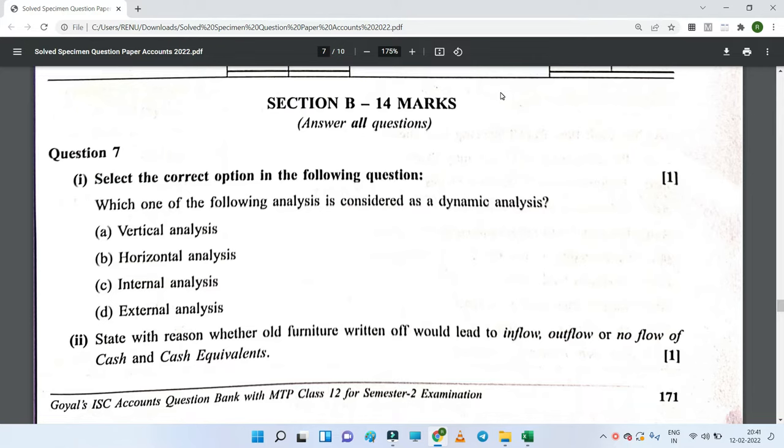Here just see, in this question number 7 says select the correct option in the following question, where you are supposed to guess what dynamic analysis is called. So out of these four options, the correct option would be horizontal analysis, because dynamic analysis is horizontal analysis.